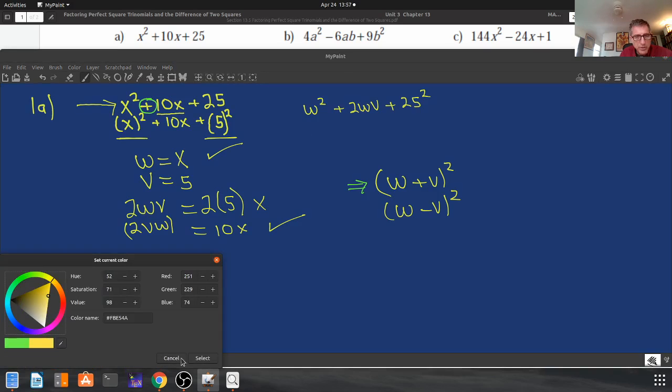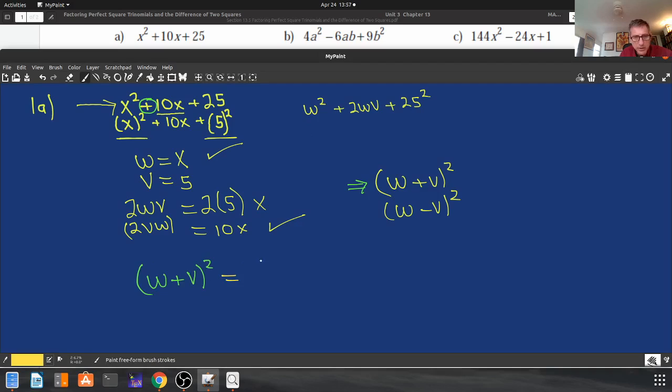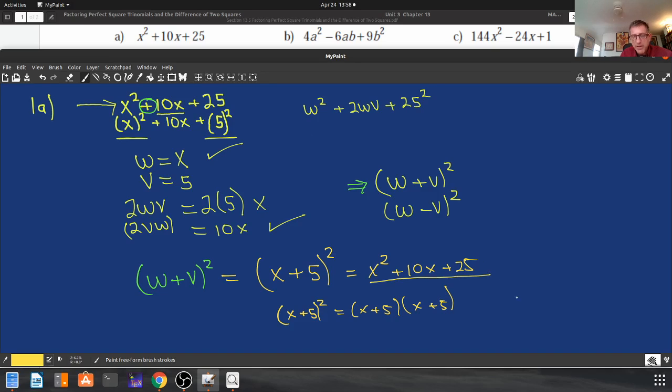And that is equal to, and now is where we do the replacement, my w is equal to x, my v is equal to 5. So I just discovered that x squared plus 10x plus 25 can be factored as x plus 5 squared. And just remember, x plus 5 squared is x plus 5 times x plus 5. So basically, I was given this, factor it.